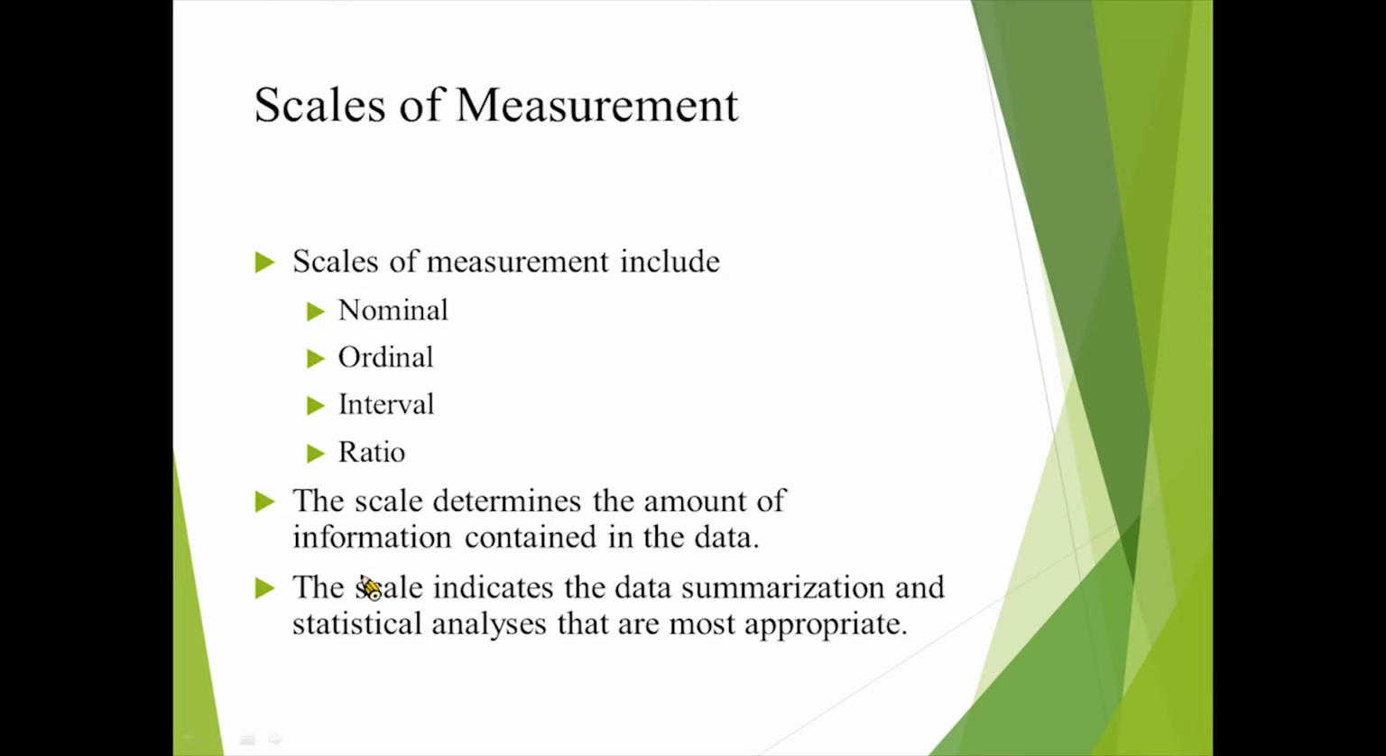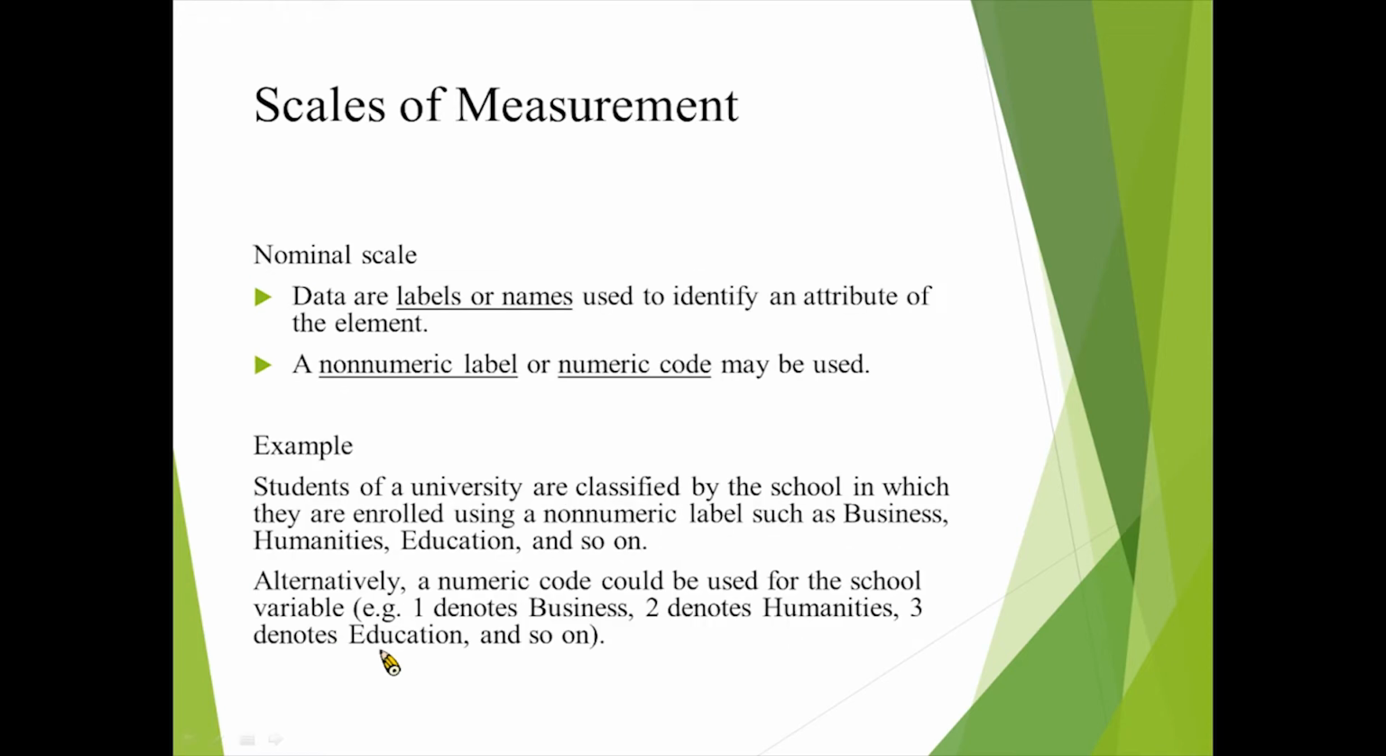Okay, so the next one is the measurement. You have different kinds of scale, and these are nominal, ordinal, interval, and ratio. I will talk about this when we talk about SPSS. The scale determines the amount of information contained in the data. And the scale indicates which data summarization and statistical analysis are most appropriate.